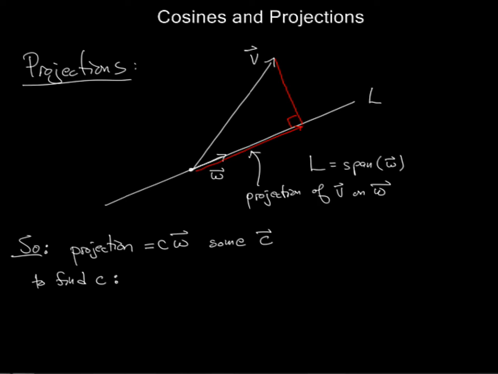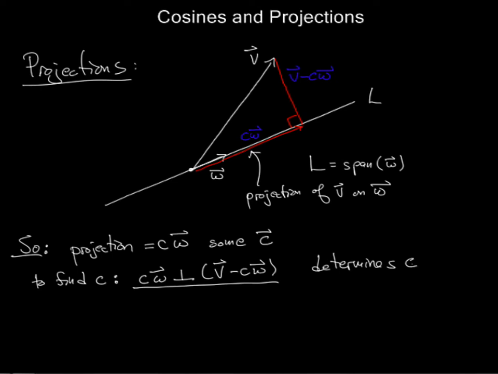Well, how do we tell? The point is that this vector that I'm looking for, c times w, is the red one here, and this other vector is therefore v minus that. And the condition is that they're supposed to be perpendicular. So cw is supposed to be perpendicular to v minus cw. And that clearly determines c. Well, let's see what it gives. So you compute the dot product of these two vectors, and it's supposed to be 0. And so what we see is c w dot v minus c squared w dot w is supposed to be 0.